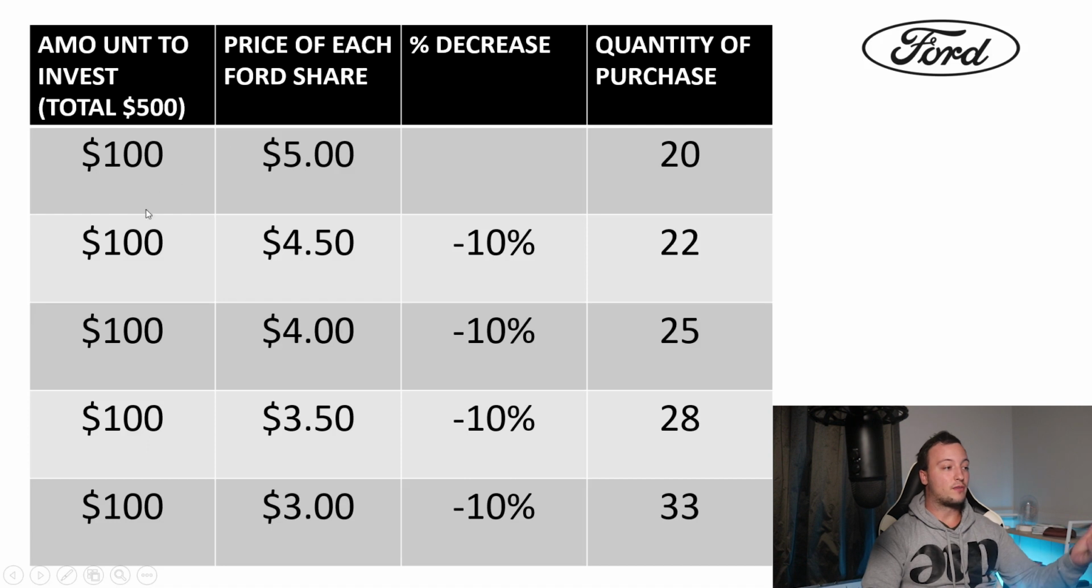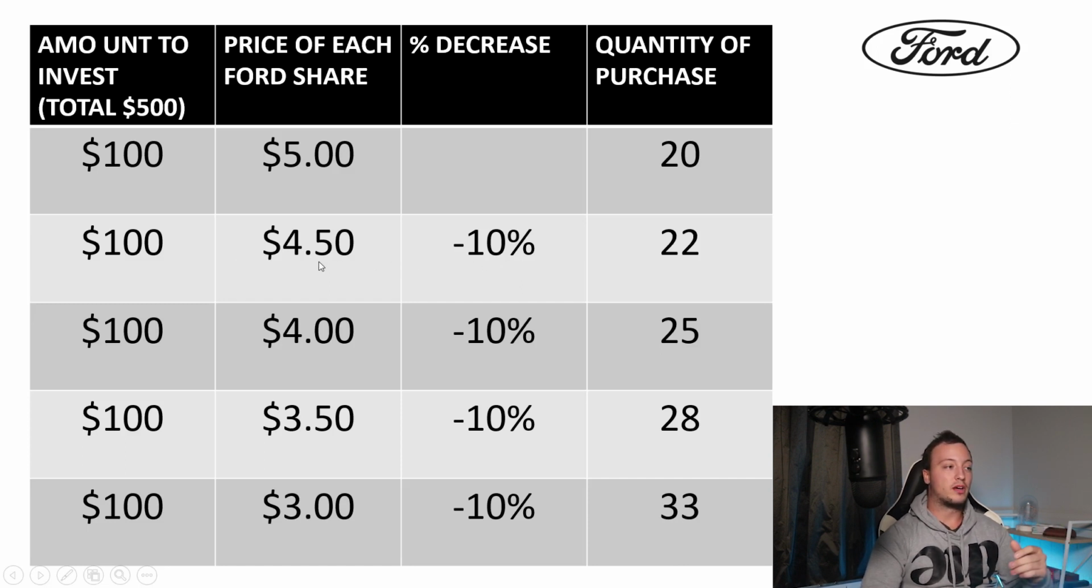So here I have on the left hand side, we have $100 split into 5, so that's the total of $500, and then the price of each share. We're going to do it as if the price has been going down. So we can see $5, $4.50, $4, $3.50. So our first initial investment, let's say we invest $100 at $5 a share, we would get 20 shares out of that.